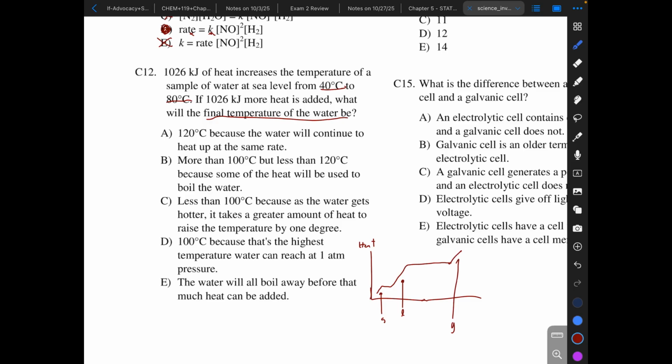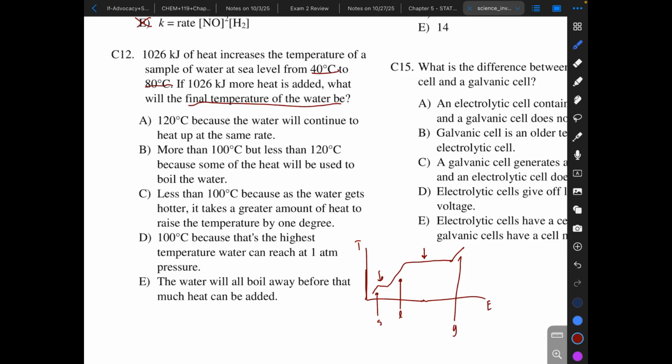So as you add more energy, or actually this is temperature. Wait one sec, my bad guys, it's inversed. Temperature, energy. So as you add more energy, you're going to see these flat lines where the temperature will not change. And this is because it's undergoing a phase change.